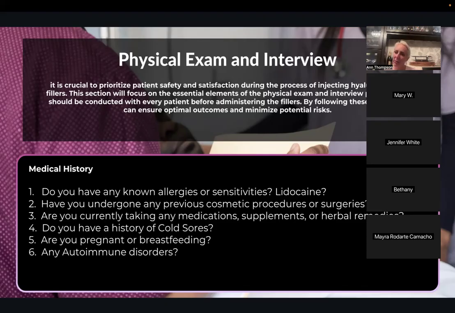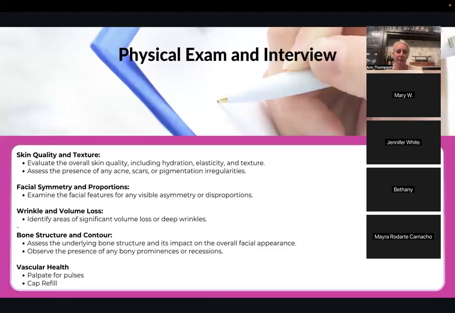And then any autoimmune disorders, this is not a no-go kind of question. It is just an educating point that you need to talk to your patients about. With autoimmune disorders, it's really difficult to say how filler is going to react once you inject it into the patient. Sometimes the body can attack the filler and cause some delayed nodules. So you really need to educate your patient if they do have lupus or any of those other autoimmune disorders that they are at risk for that because of their medical history.